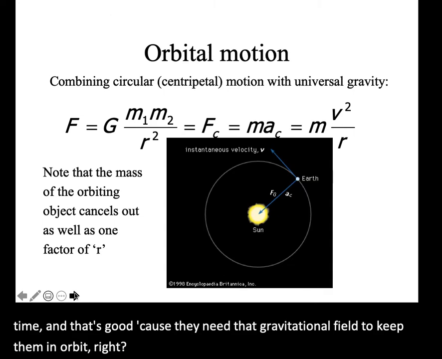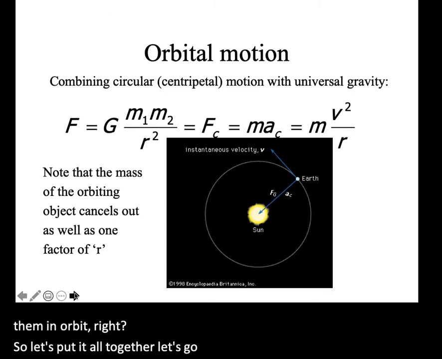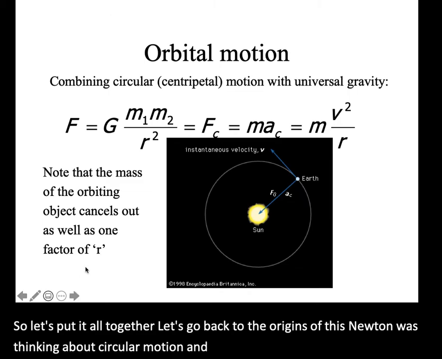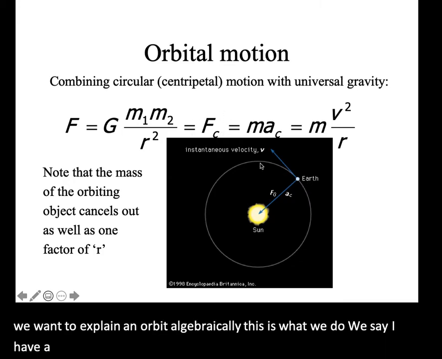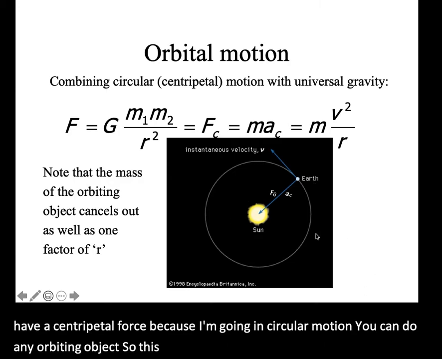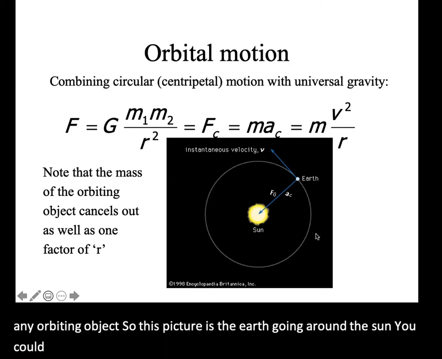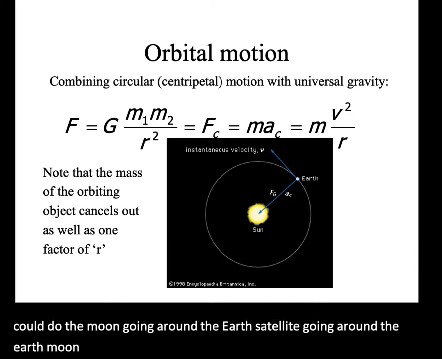So let's put it all together. Let's go back to the origins of this. Newton was thinking about circular motion and gravity. If we want to explain an orbit algebraically, this is what we do. We say, I have a centripetal force because I'm going in circular motion. You can do any orbiting object. This picture is the Earth going around the sun. You could do the moon going around the Earth, a satellite going around the Earth, a moon of Jupiter around Jupiter. It will still be the same kind of idea.